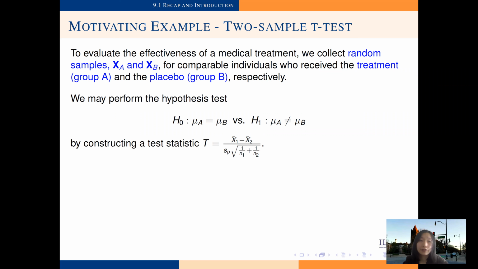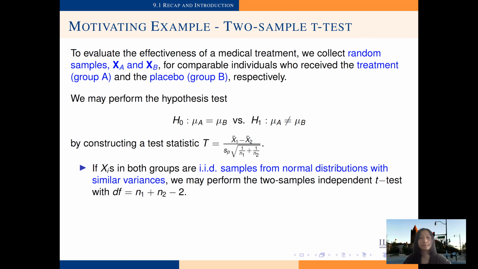To conduct the hypothesis test, we can construct a test statistic T. Here I gave the test statistic for the two-sample independent t-test, where t is given by the difference between the sample means of the two groups divided by the pooled standard deviation times the square root of a term that depends on the sample size in the two groups. You might have learned this in your first statistics course.